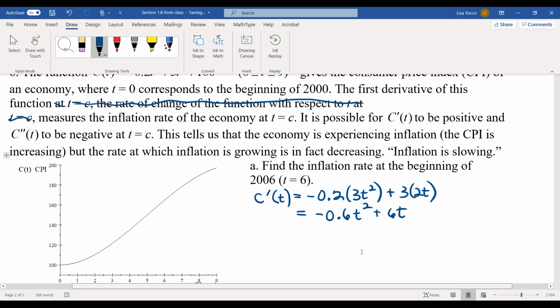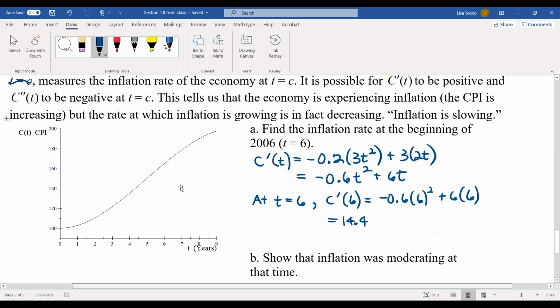Okay, but the question is, what is the inflation rate when t is 6? So that's the derivative evaluated at 6. So I'm just going to substitute, it's a lot of 6's. I'm substituting 6 in there and just bringing out my calculator. And I get 14.4. All right, so that's the inflation rate, if this is an accurate function.